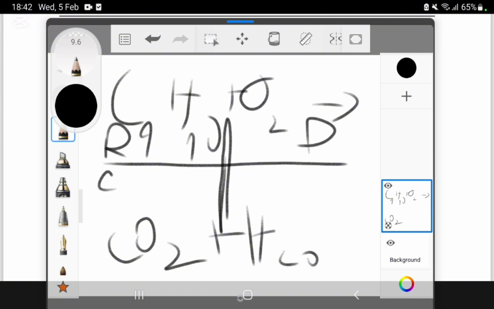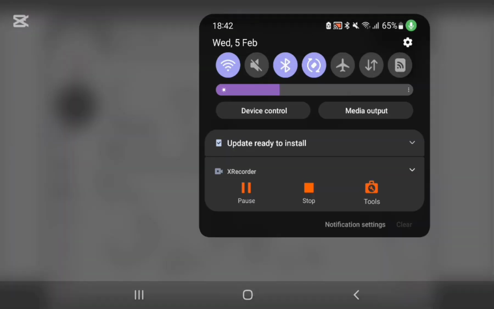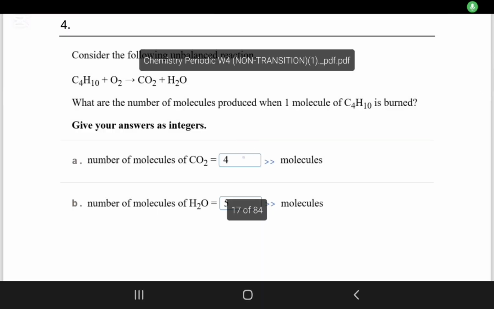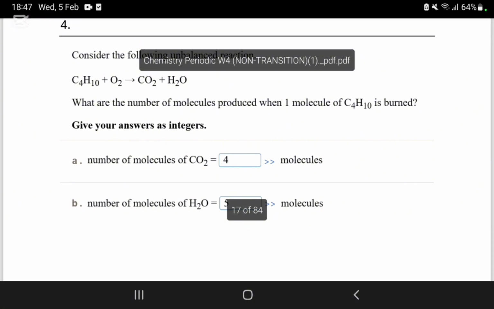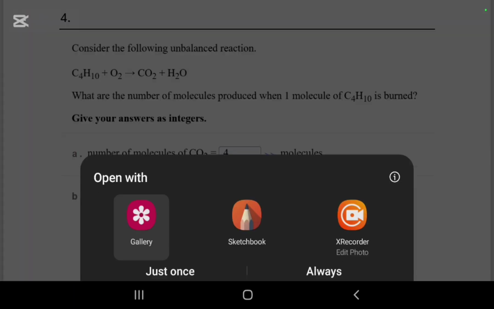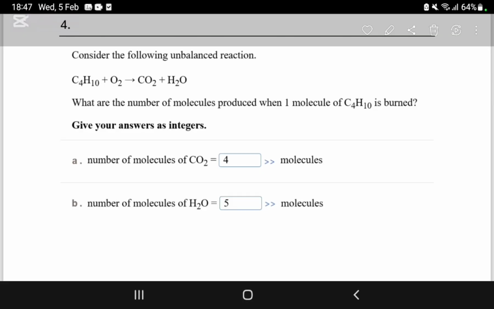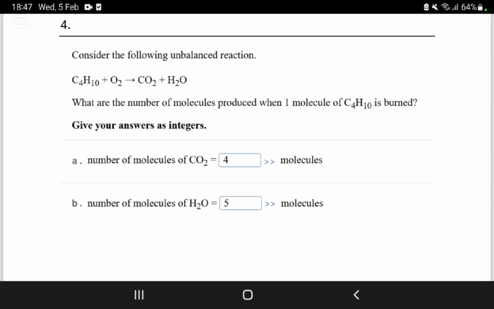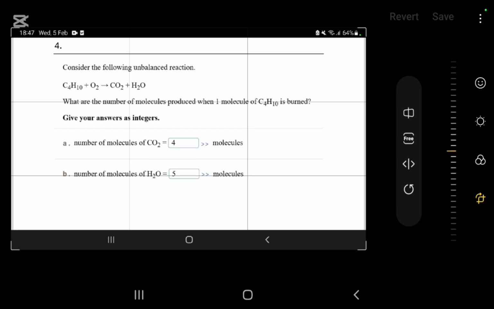Here we have 4C. Cannot do this. Okay, so as I said, we're going to have to balance the equation. Okay, so here we have, okay, so, oh my.